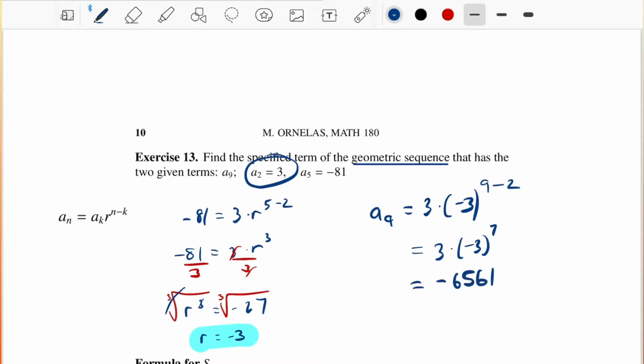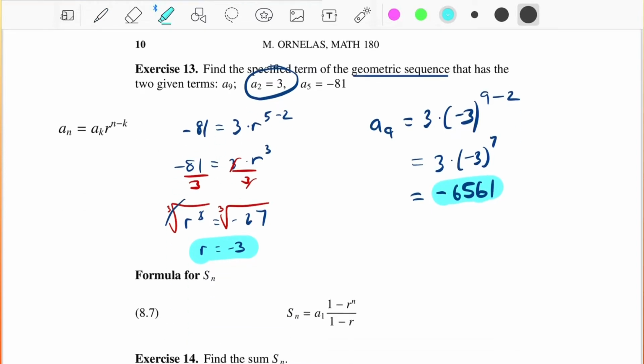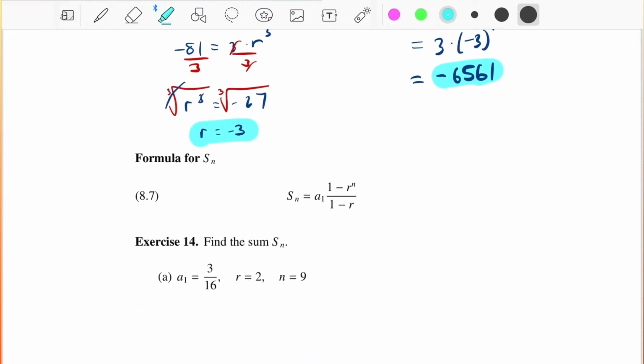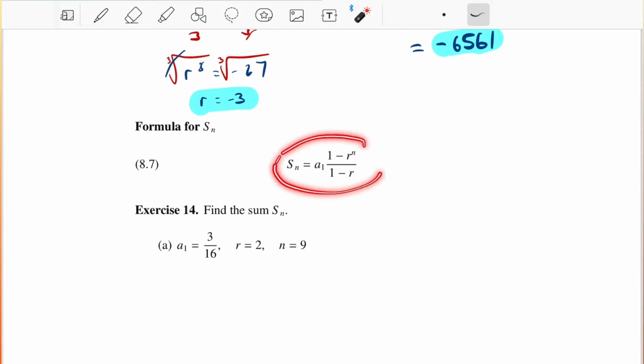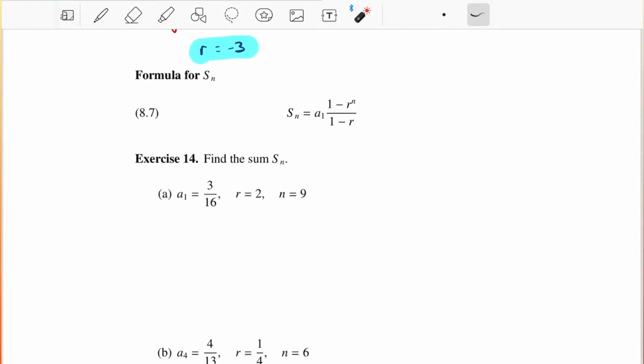All right, let's move on. So now they give us the formula for partial sums for geometric sequences. It looks a little bit more complicated than the arithmetic one. So let's try to find what the sum of the first 9 terms is. I believe we have everything we need. We have the first term, we have the common ratio, and we have n.